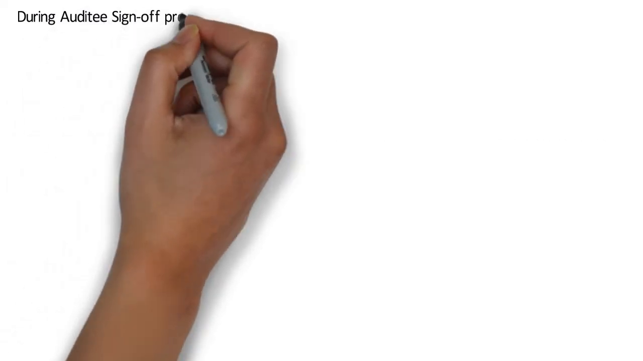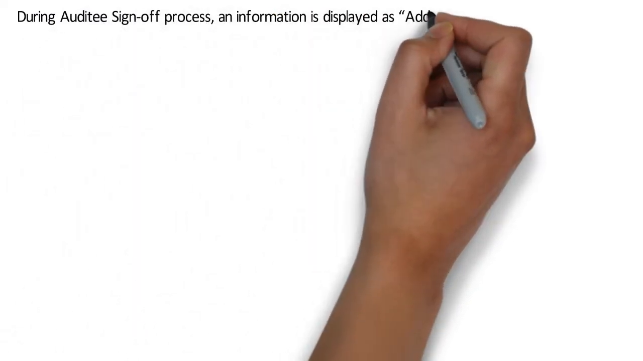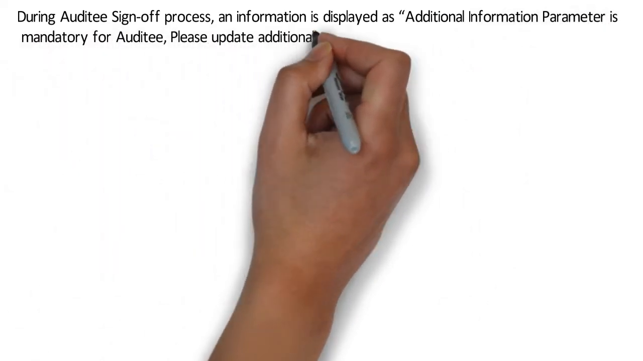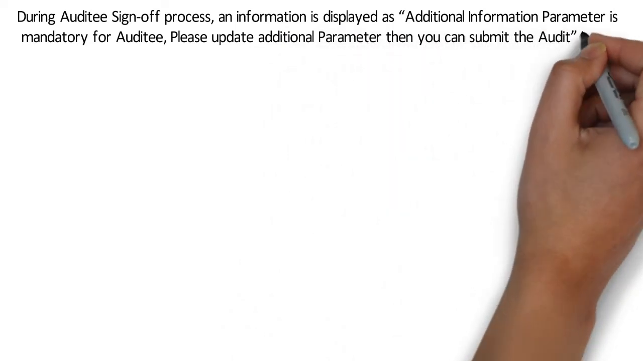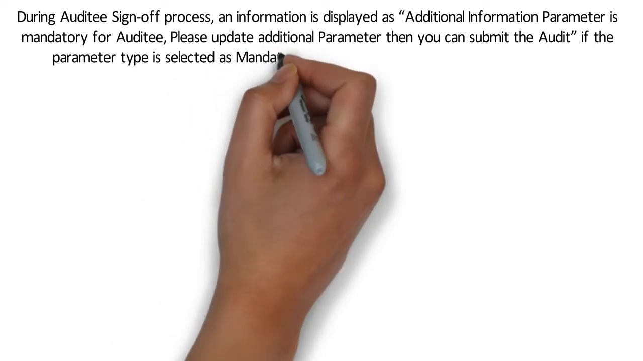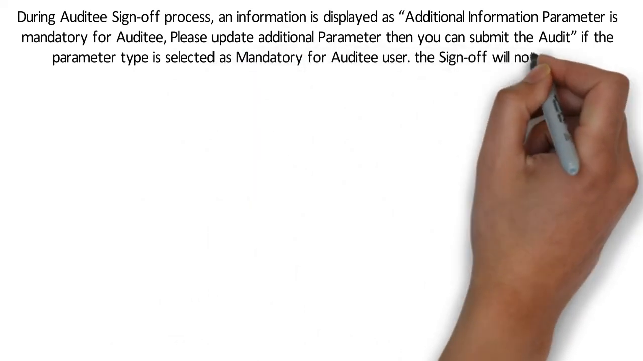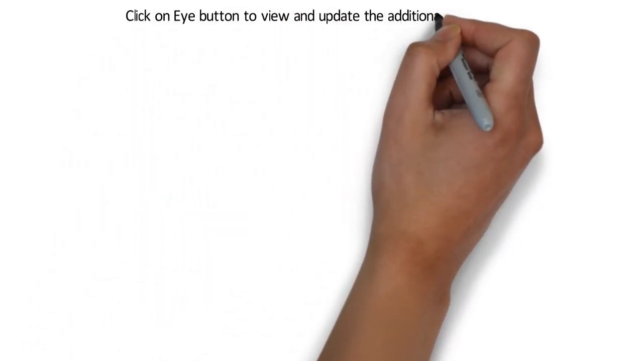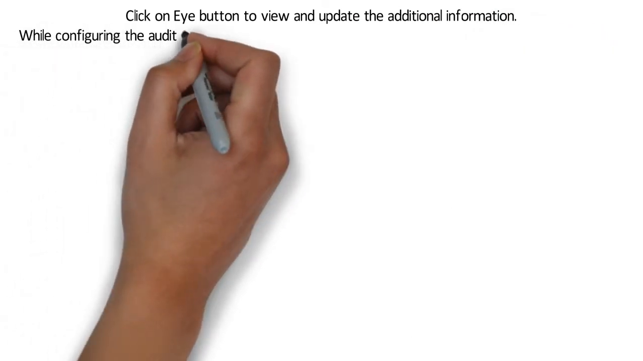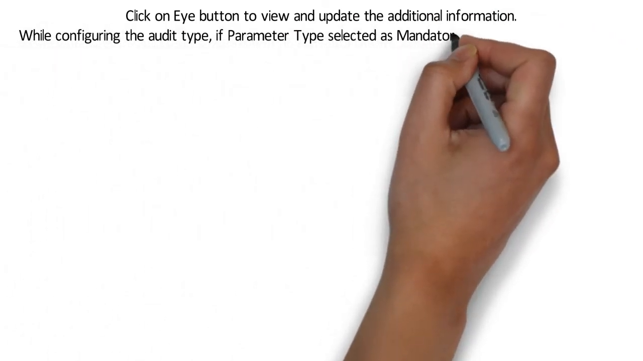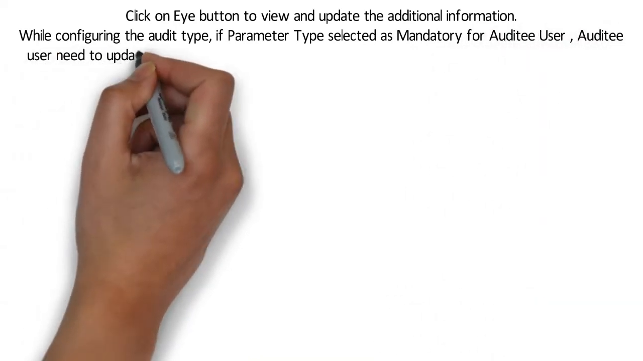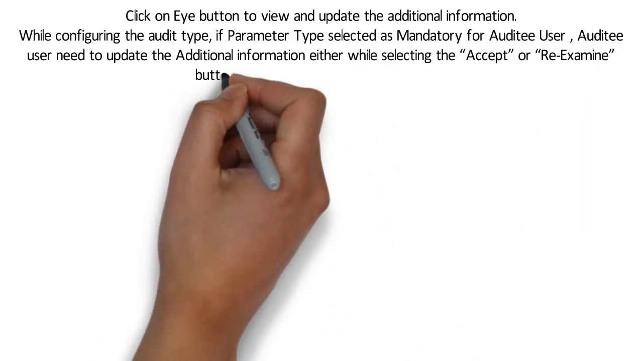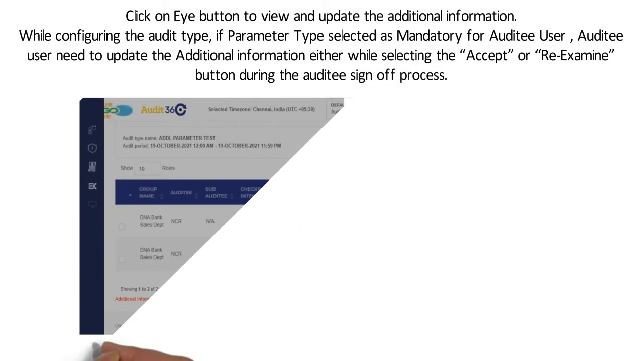During the auditee sign-off process, information is displayed that additional information parameter is mandatory for auditee. Please update additional parameter, then you can submit the audit. If the parameter type is selected as mandatory for the auditee user, the sign-off will not happen. Click on the I button to view and update the additional information. While configuring the audit type, if the parameter type is selected as mandatory for the auditee user, they need to update the additional information either while selecting the Accept or Re-examine button during the auditee sign-off process.